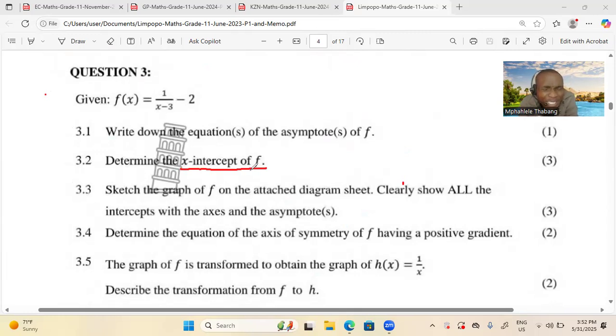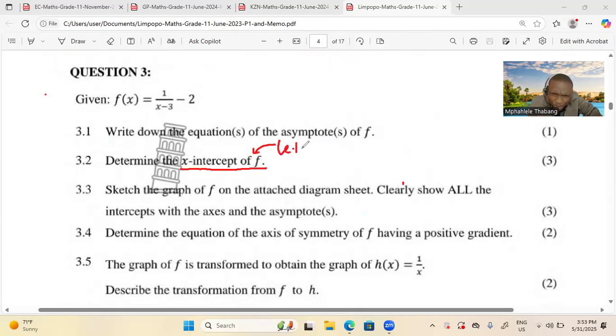Finding the intercept is very important, grade 11s. You must be able to find the x-intercept, and you must also be able to find the y-intercept. On 3.2, they are saying, determine the x-intercept. They are looking for the x-intercept of f. You should be able to find the intercept of a function. How do we find the x-intercept of a function?